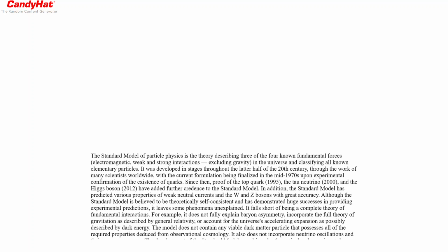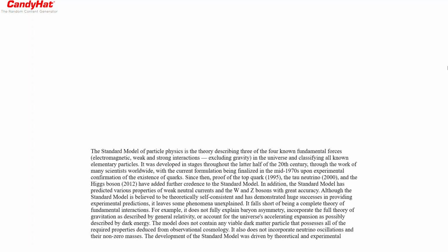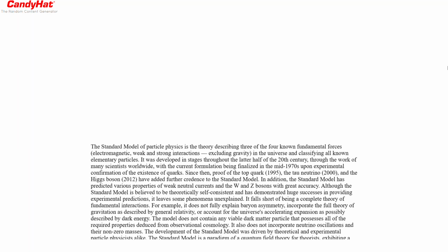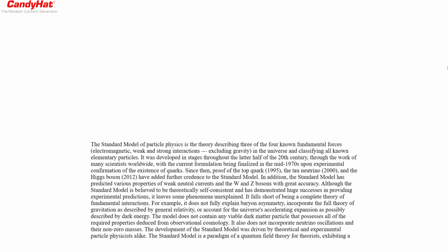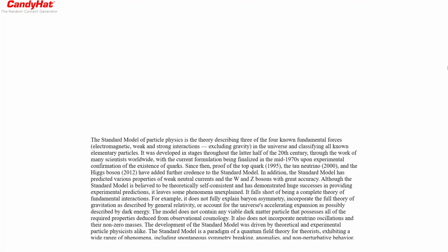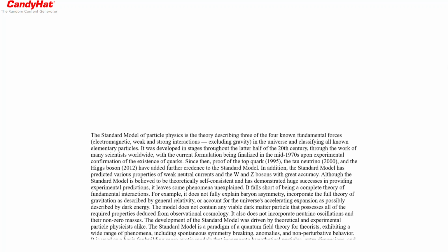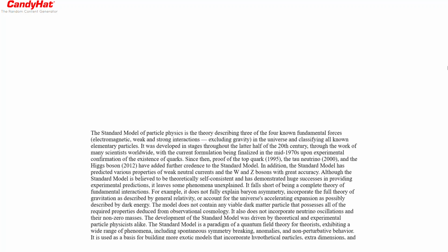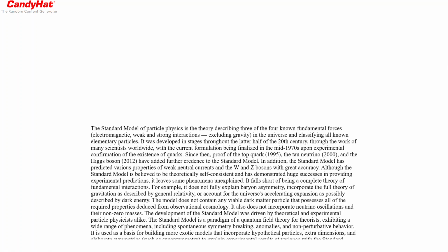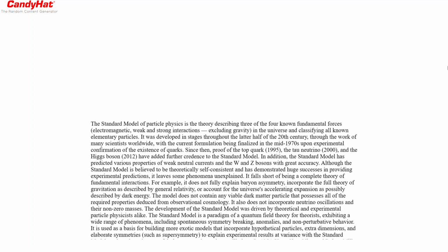predictions, it leaves some phenomena unexplained. It falls short of being a complete theory of fundamental interactions. For example, it does not fully explain baryon asymmetry, incorporate the full theory of gravitation as described by general relativity, or account for the universe's accelerating expansion as possibly described by dark energy. The model does not contain any viable dark matter particle that possesses all of the required properties deduced from observational cosmology. It also does not incorporate neutrino oscillations and their non-zero masses.